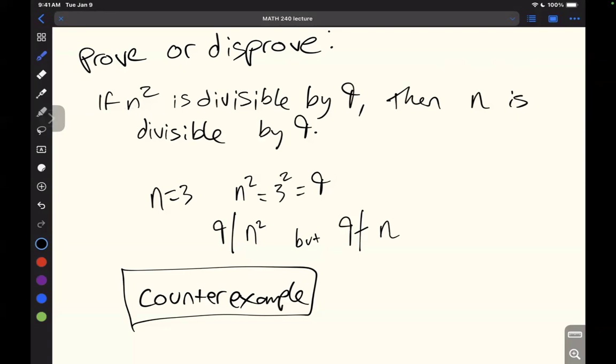So if we had started with n equals 9, then 9 squared is 81, which is divisible by 9. So that's not a counterexample. But if we reach a point with n equals 3, then we have found our counterexample.